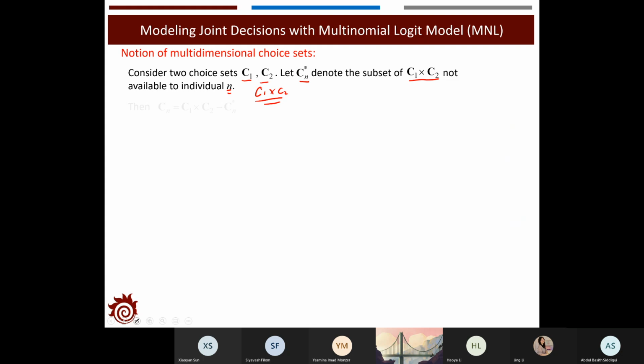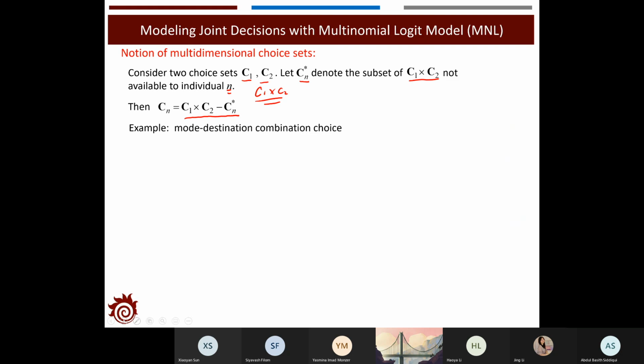So with that, the actual choice set for the individual n would be C1 times C2 minus Cn star. So that's the total choice set. And now let's go to see an example.